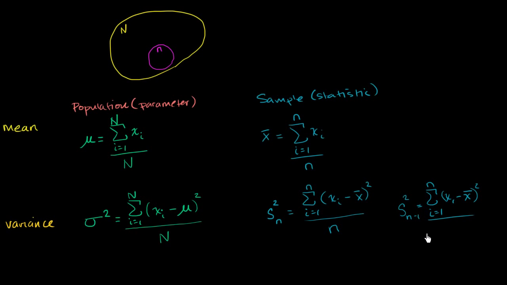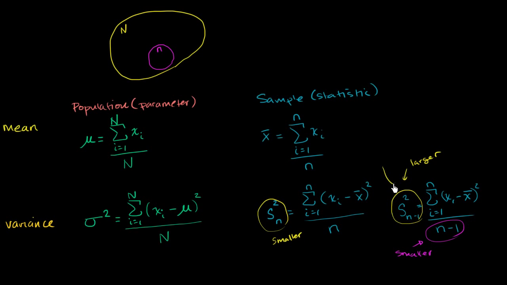But instead of dividing by n, we divide by n minus 1. We're dividing by a smaller number, and when you divide by a smaller number, you're going to get a larger value. So this is going to be larger. This is going to be smaller.